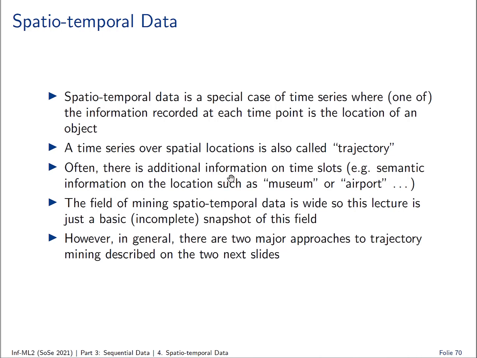Often there is some additional information on different time slots, for example, semantic information on the location. So not only GPS coordinates, but also some semantic information like here is a museum, or here is an airport, or whatever. So the trend is to enrich spatial temporal information with more semantic information, like information on the location, information on what has been done at that time slot, at that location. For example, chat with a friend, or having a nap, or whatever.